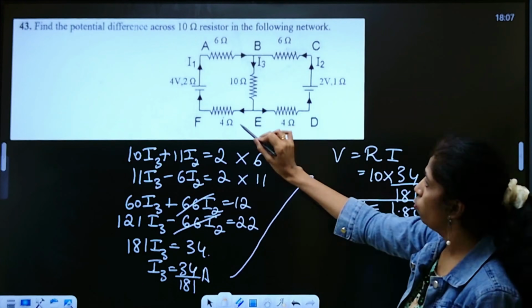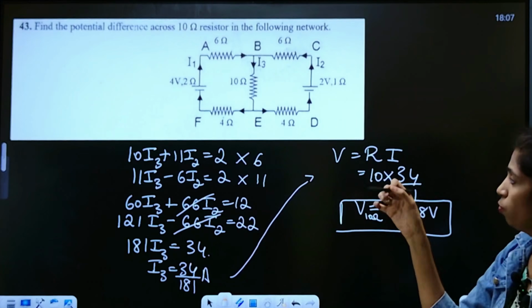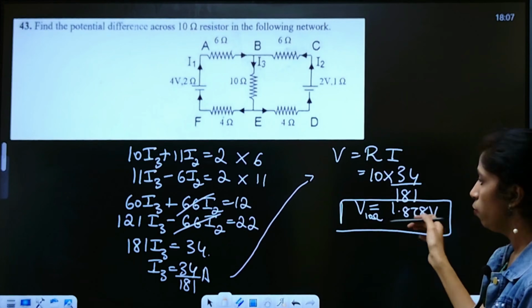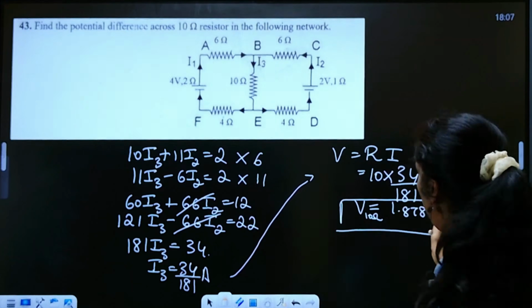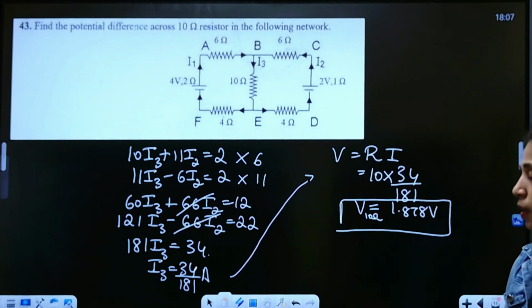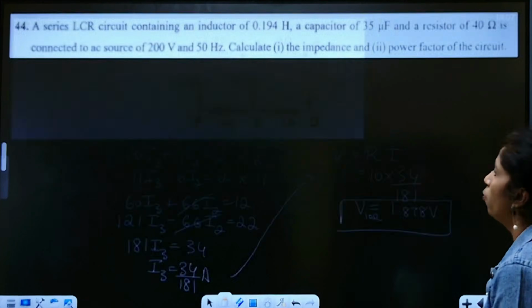Just apply the loop rule over here. Once you apply the loop rule, that's the voltage rule, you will get finally the value of the current, and the same current value you can use in the voltage formula. That's Ohm's law formula. Okay, so that's it. Now moving to the next question.